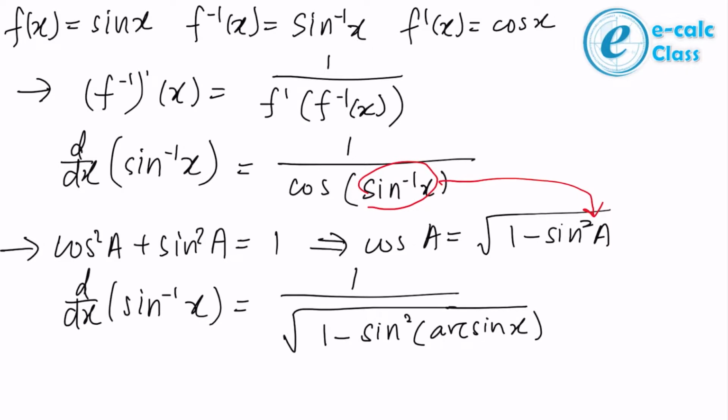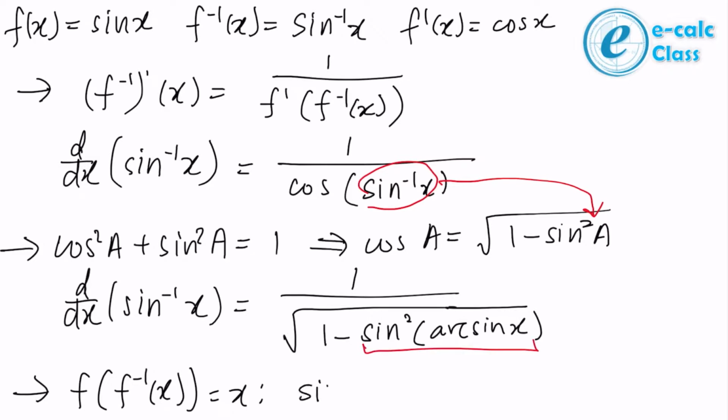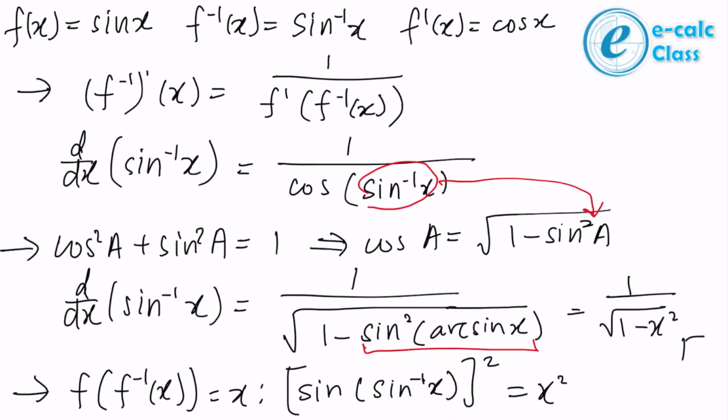Now what? Remember the properties from earlier? f of f inverse of x is going to give you your x. So what is this here? This is sine of arcsine of x, squared. So what is this? x squared. Hence, it will just be 1 over the square root of 1 minus x squared. Finish. You see how amazing it is. You differentiate the sine inverse, then the sine and cos, everything disappears. Just come back to x.